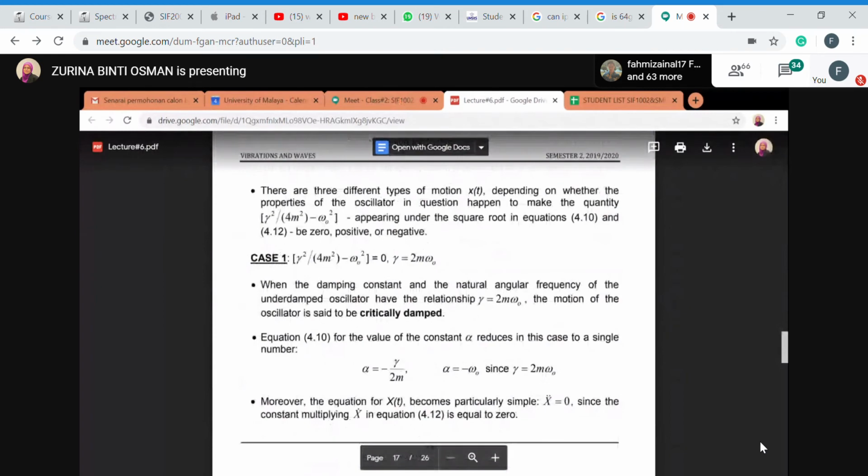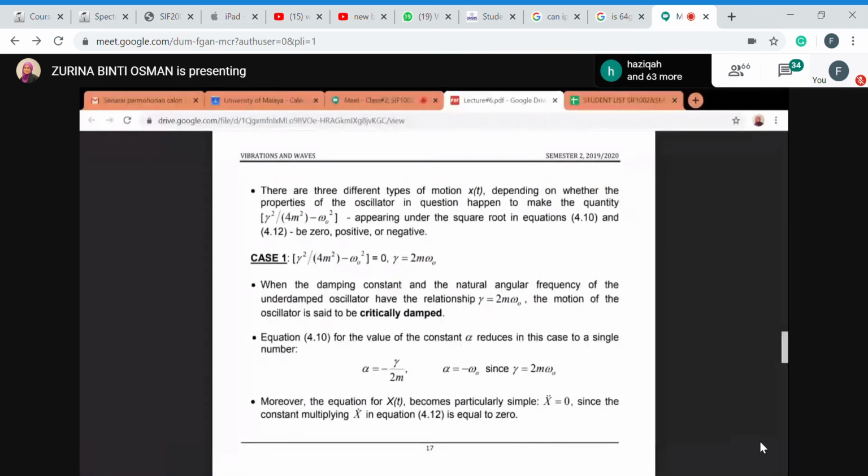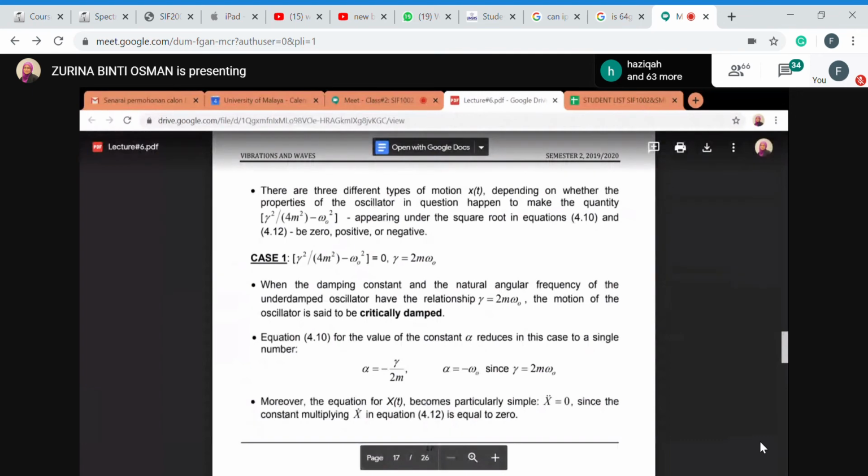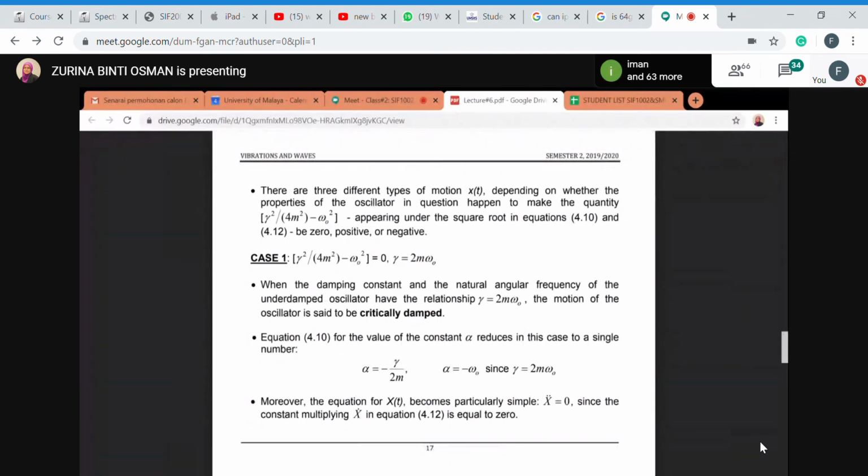Okay, there are three different types of motion, depending on whether the properties of the oscillators happen to make the quantity gamma squared over 4m squared minus omega naught squared, which appears under the square root in equation 4.10.